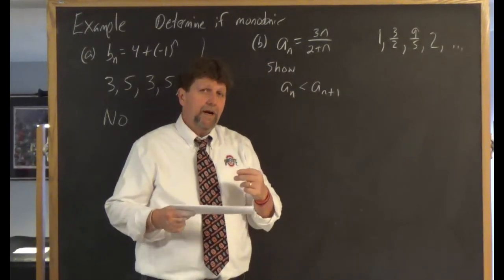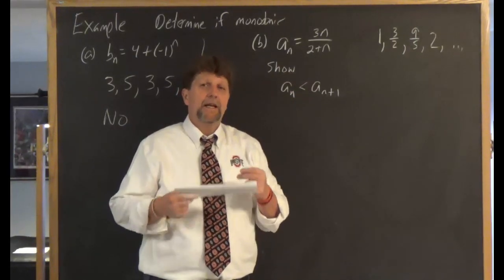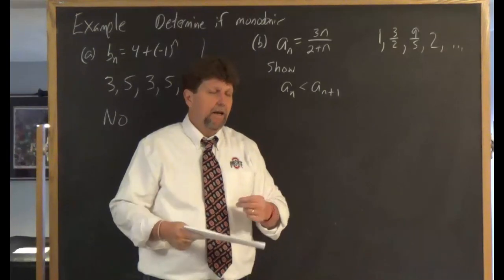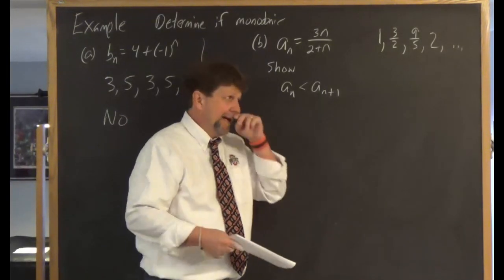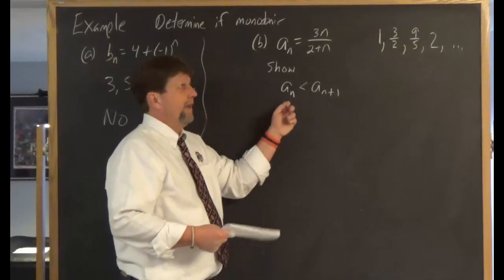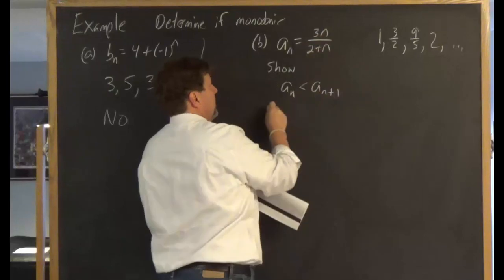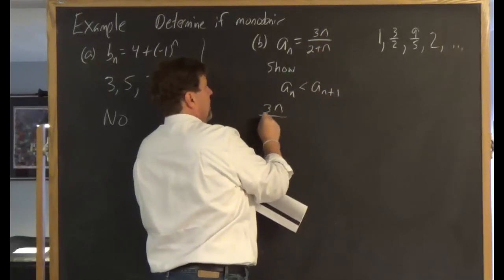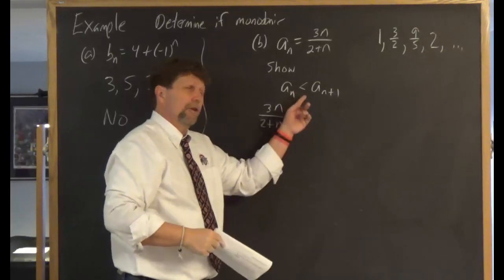So here's where it's important for us to remember a sub n is a function of n. I wrote this down earlier. A sub n is a function of n. Well, we know what a sub n is as a function of n. It's 3n over 2 plus n. And we have to show this is true.